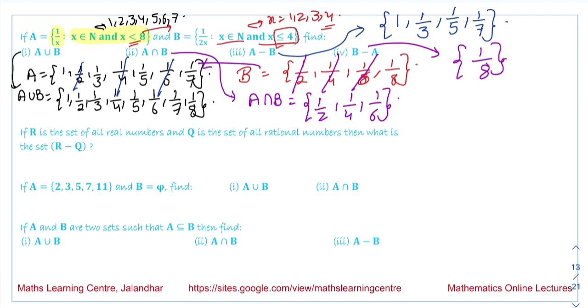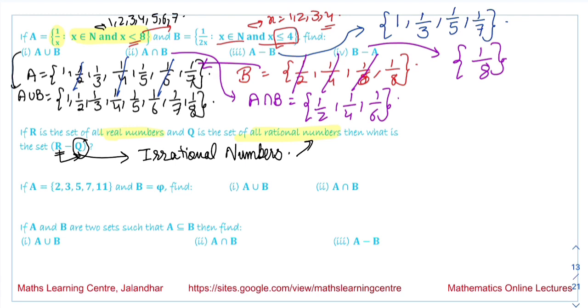Next question we have is, if R is the set of real numbers and Q is the set of rational numbers, what is the set R minus Q? It means we have all the real numbers, and from real numbers we have removed all the rational numbers. The answer we will be left with is irrational numbers. So all real numbers which are not rational are irrational numbers. So R minus Q represents the set of irrational numbers.